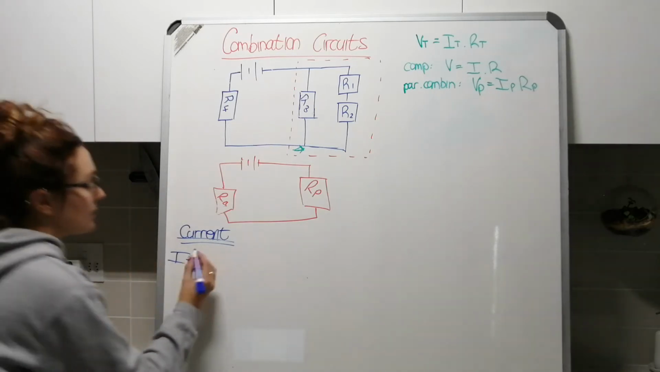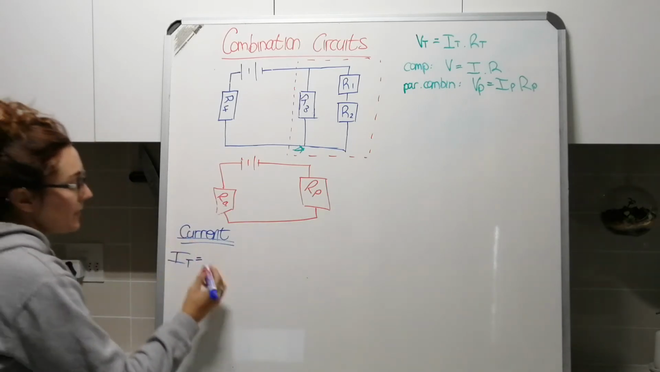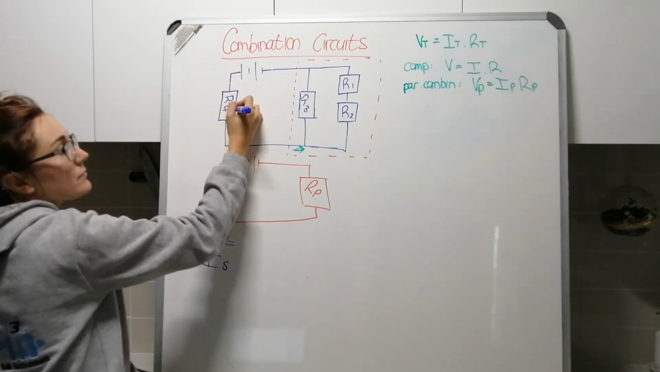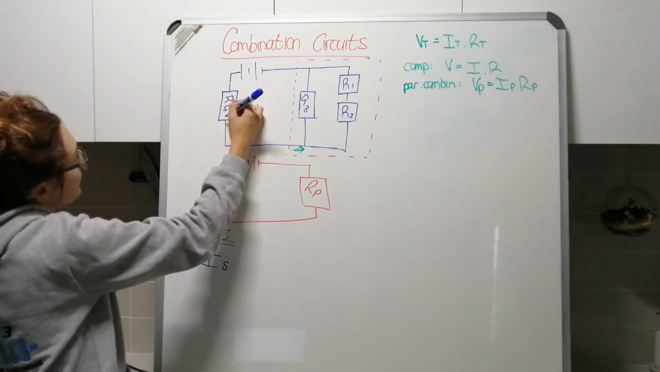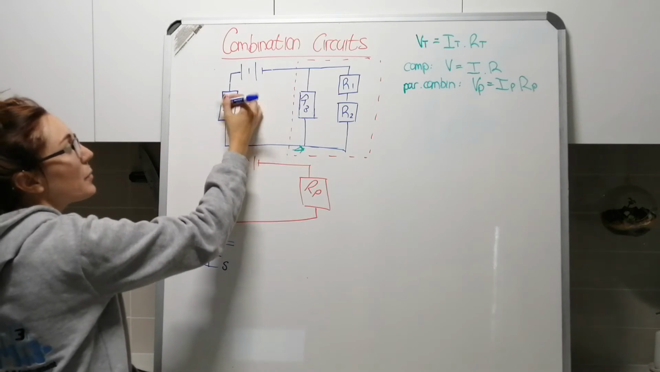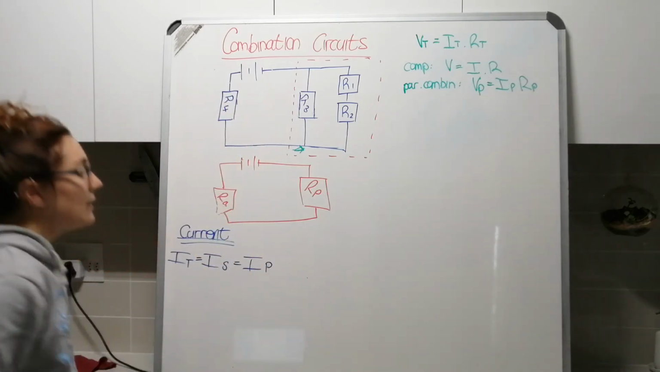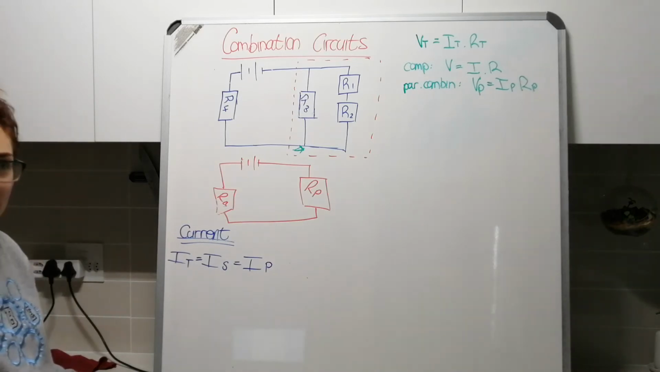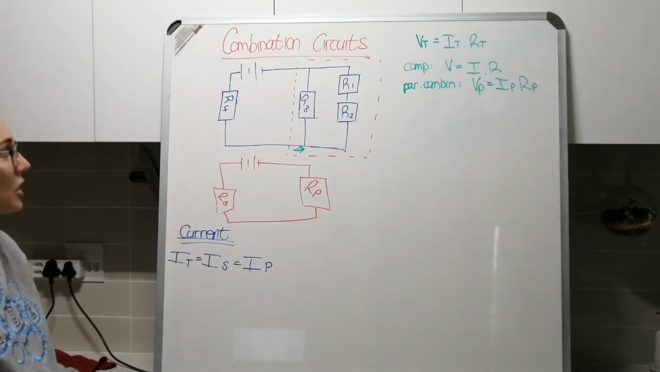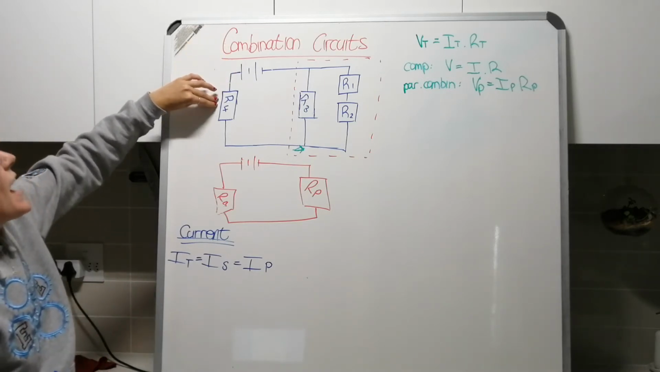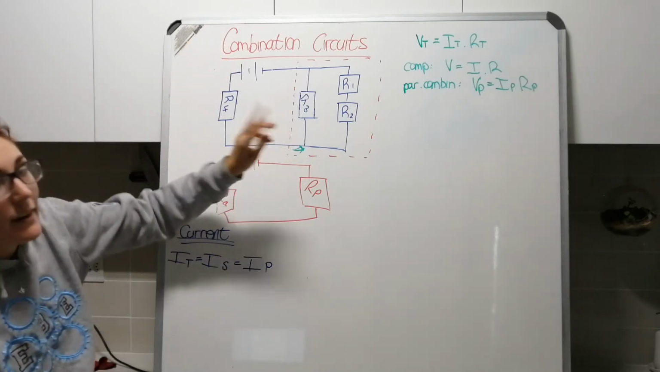So our total current is equal to the current through the series components of the circuit, which is also equal to the current through the parallel parts. So the current through the series parts is also equal to the current through the parallel parts.